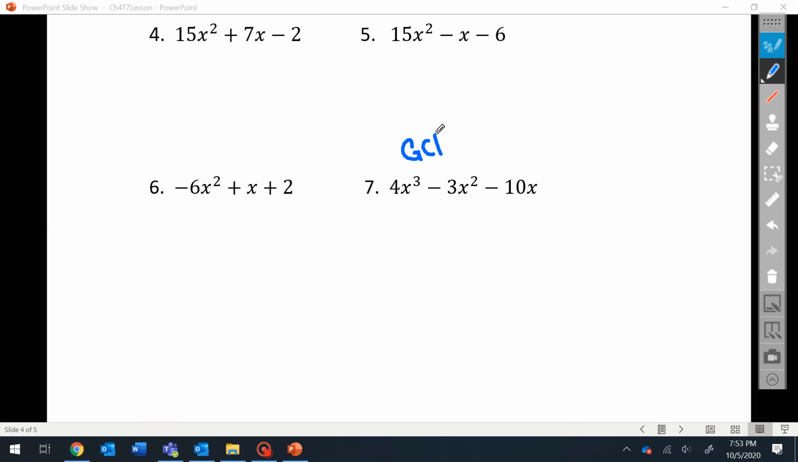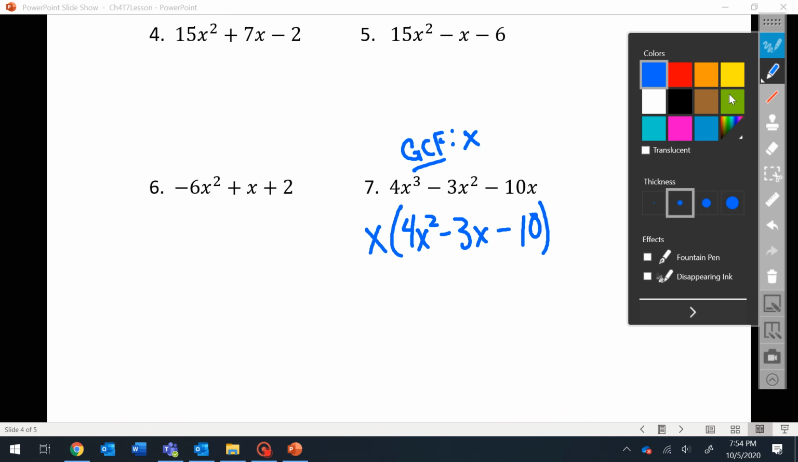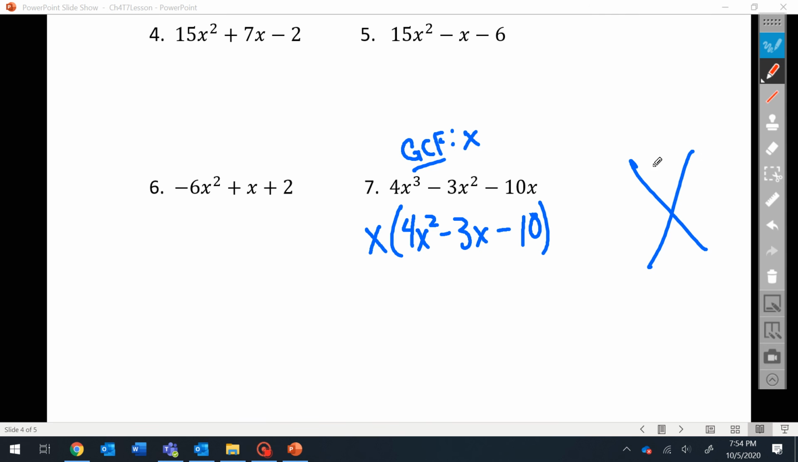Alright, number 7, the GCF is x. So we need to factor that out first. So I'm going to be left with 4x squared minus 3x minus 10. Alright, now I can use the cross on my new trinomial that's in the parentheses. So I am going to have negative 40 up top and negative 3 in the bottom. And the numbers I'm looking for, I want to say 8 and 5. Negative 8, positive 5. They multiply to negative 40, they add to negative 3.